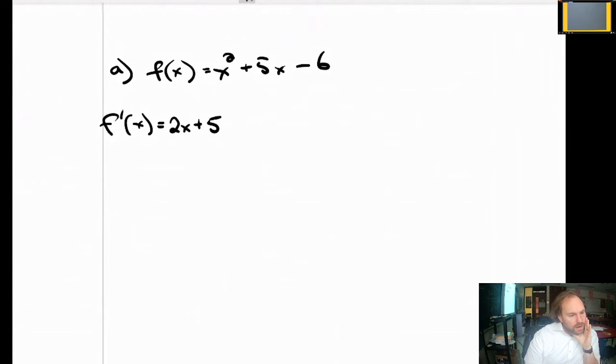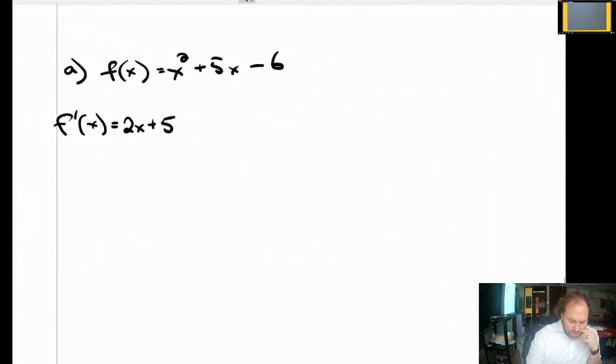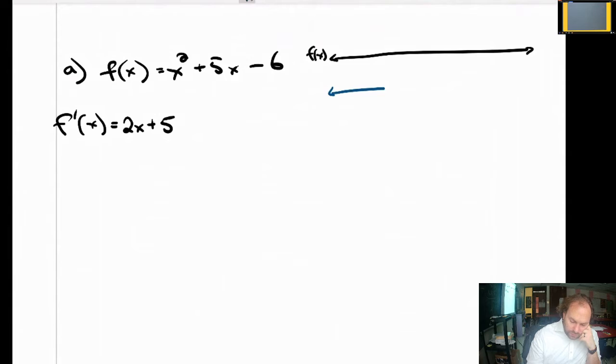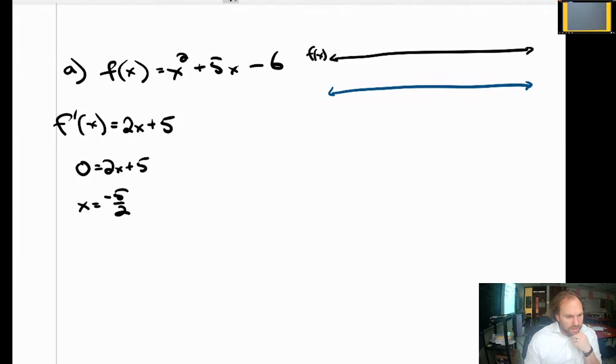Now, all we really care about is when this is positive and when this is negative. We could make a quick little sign chart also. Here we would represent our original function, our f of x, right there, and we could represent our derivative down here. Now, I happen to know that this equals 0. If you do the algebra really quick, subtract the 5 and divide by 2, I know that this is 0 when x is equal to -5 over 2, or -2.5.